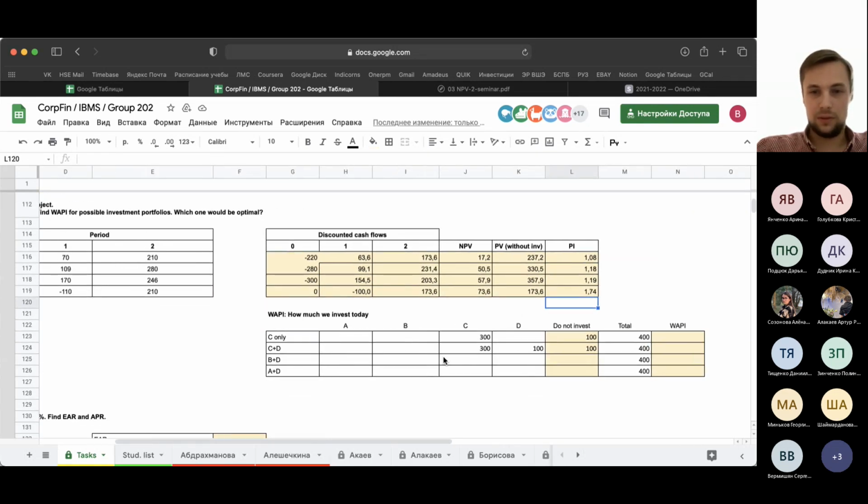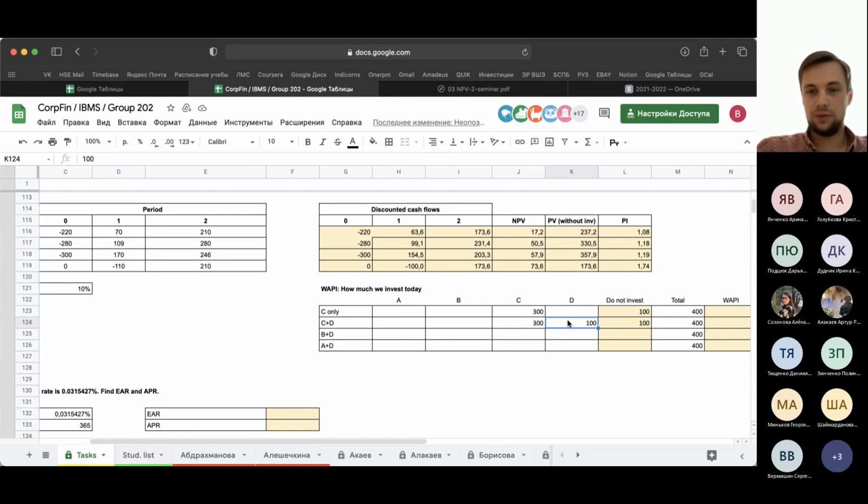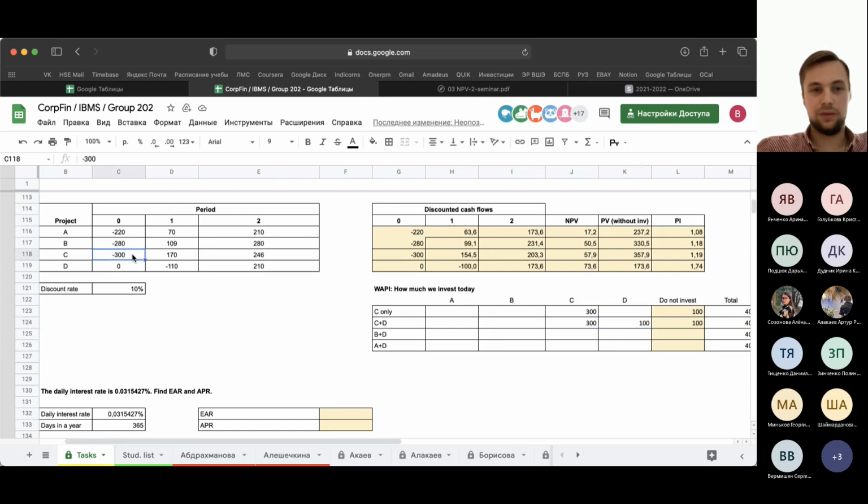Okay, well, so let's discuss why we put here 100. If, for example, we invest in project C and project D, we need to invest 300 in project C. It's the present value of the investment in project C because it is in the year 0, so we do not need to discount it. But when we are talking about the investment in project D, we will have this investment only in period 1. So to talk about today's investment, we actually should discount it to today, and the discounted value is 100, as we have shown here.